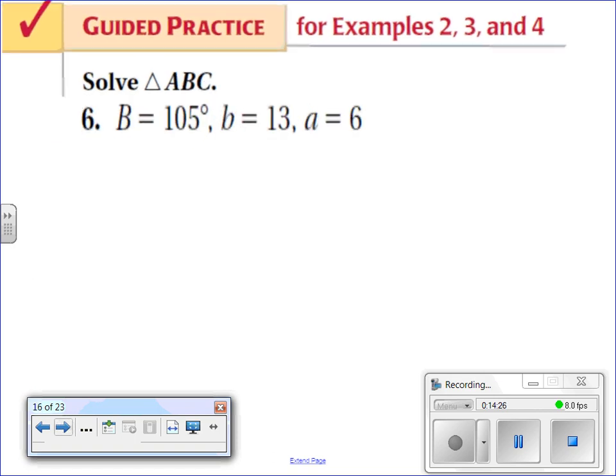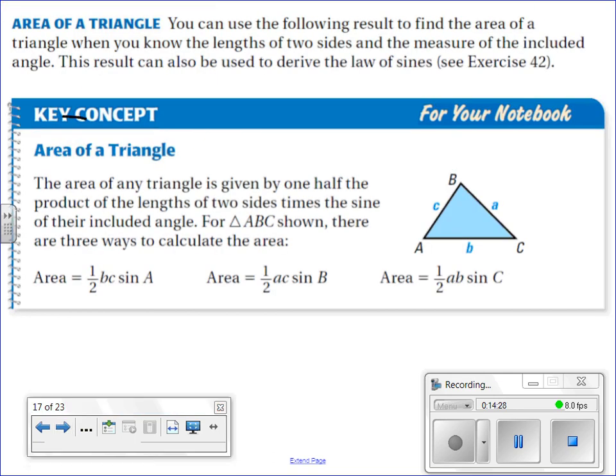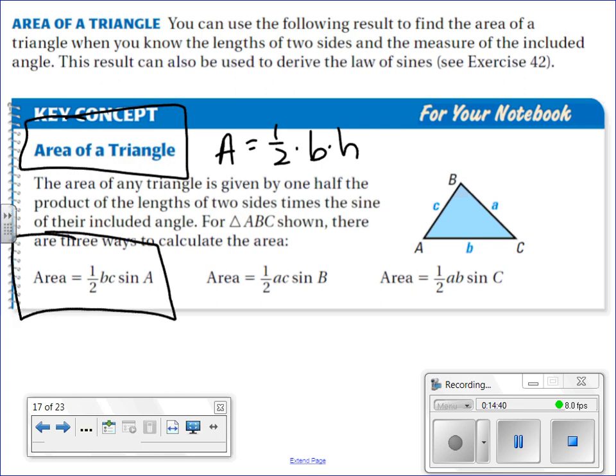Area of a triangle. So traditionally, the area of a triangle formula is 1/2 base times height, right? But in reality, you don't always have the height of a triangle. So this is an area formula that you can use if you know two sides and you know the angle that's sandwiched in between them. You can either write down all three versions of the formula or just write down one version of the formula and understand how it works.